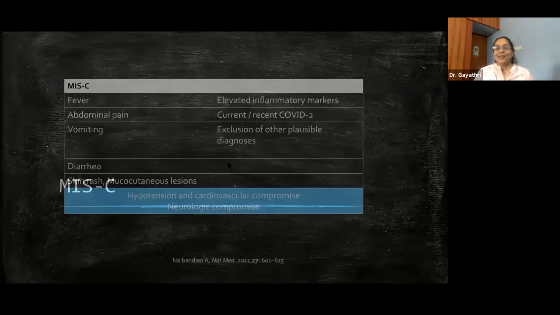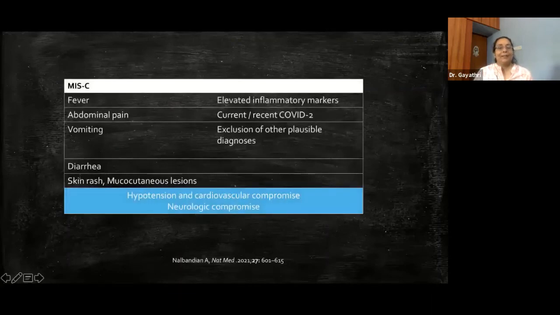We are all scared about what is going to happen in the third phase. It's MIS-C, which we are all prepared to tackle now. So what do these patients have? They have fever, abdominal pain, vomiting, diarrhea and so on. Such patients usually don't come to us for any routine procedures. Maybe if they have some accident or trauma, we'll land up seeing one or two, but it's going to be rare.